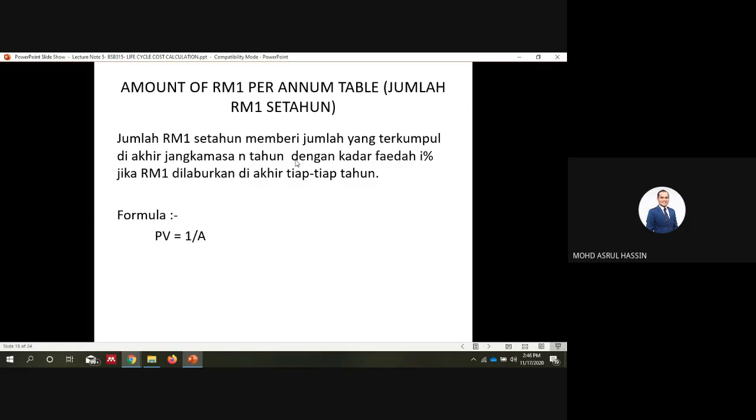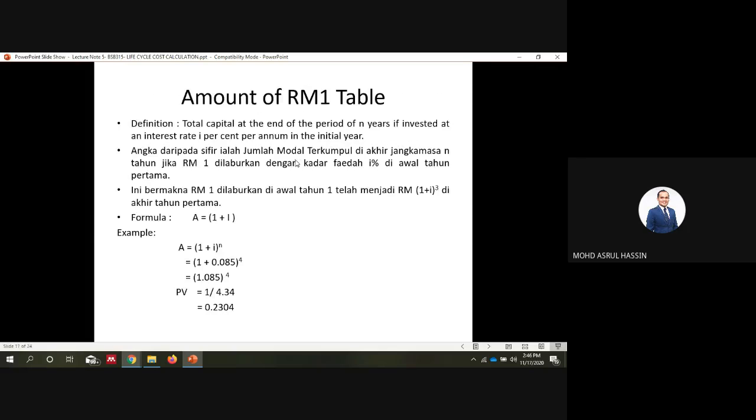Okay, yang ini per annum, PV equal to 1 divided by A. So apa masuk A? A adalah 1 tambah I kuasa N. Okay, itu adalah formula bagi A.